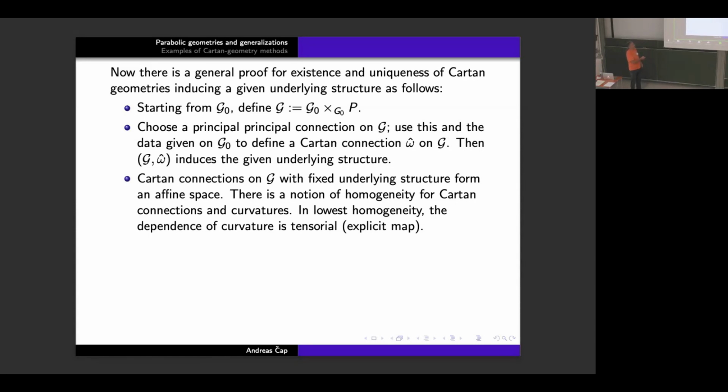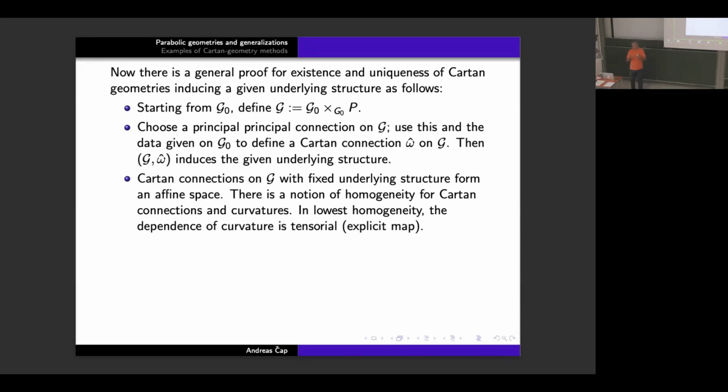There is a notion of homogeneity in this setting, which you can see from the grading that we started with. But making this precise is rather hard because it doesn't work for the grading. You have to pass to filtrations and things like that. But anyway, there is a notion of homogeneity for Cartan connections and for curvatures. Because the Cartan connection is a one form, the curvature is a two form, you always have a concept of homogeneity. And then I can get precise on what I said before.